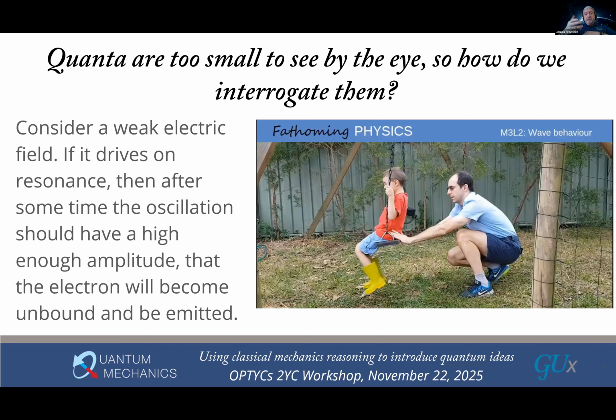And if we were to drive our electrons with a weak electric field, then we can only get a high amplitude if we drive them on resonance.